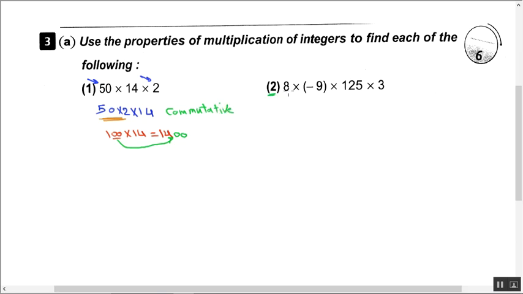Question number 2, he said 8 times negative 9 times 125 times 3. Here also we have 8 and 125. We can take it together. We can say 8 times 125, after that times negative 9 times 3. We studied before that 8 times 125 is 1000. Here we have negative 9 times 3, it will be negative 27. Finally, we can say 1000 times negative 27, so it will be negative 27,000.